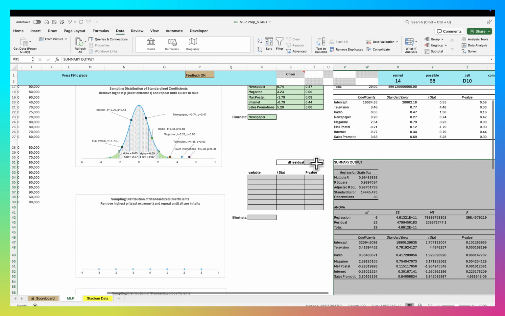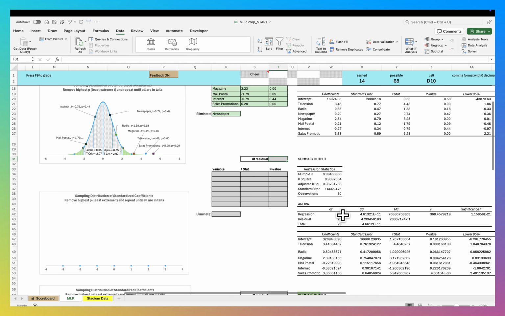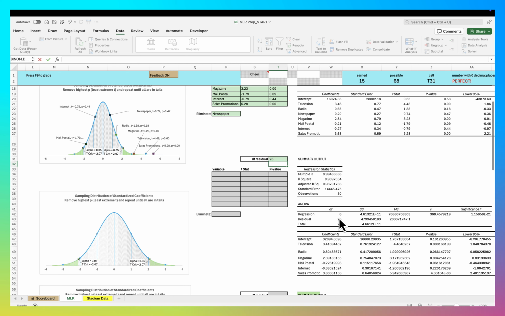All right, and now as promised, the residuals went up by 1 because we only have 6 predictors, so we're only subtracting 30 minus 1 minus 6 this time, and that's what gives us 23. And the variable is the intercept.